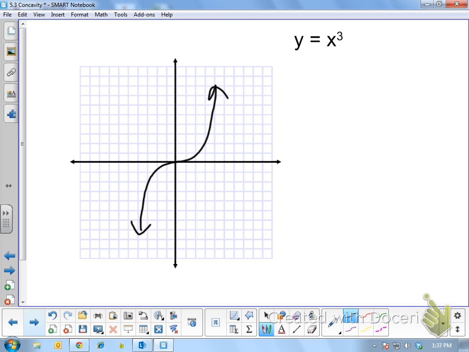So first we need to find f double prime, or y double prime. So what's y prime? 3x squared. y double prime is 6x. If we draw that line in, start at 0, our slope is up 1, 2, 3, 4, 5, 6 over 1, down 1, 2, 3, 4, 5, 6 over 1.